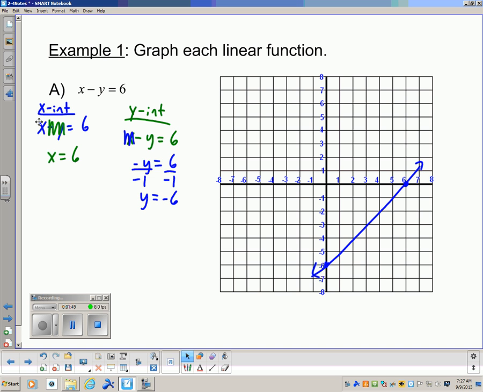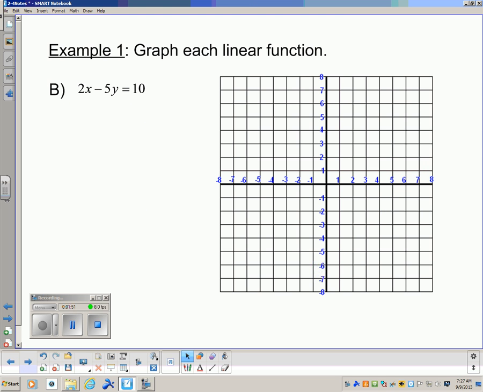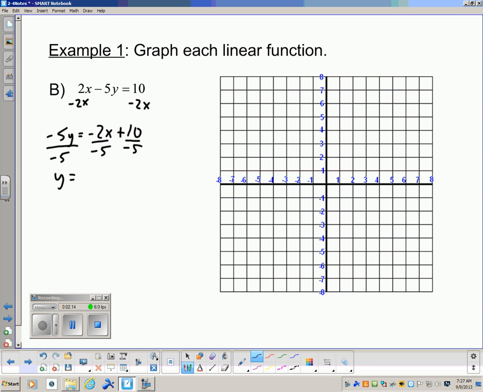So my next one here, I'm going to go ahead and put it in y equals mx plus b form. So if I were to do that, I'm going to get this negative 5y all by itself, so I'm going to move the negative 2x over on the other side. So I get negative 5y equals negative 2x plus 10. I've got to get rid of this negative 5 next to the y. Divide everything in here by negative 5. And I get y equals, a negative divided by a negative there is a positive, so I get 2/5 x. And then 10 divided by negative 5 there is a minus 2.